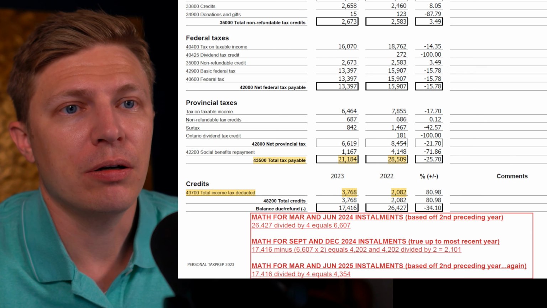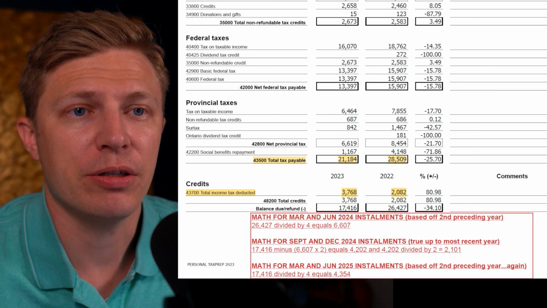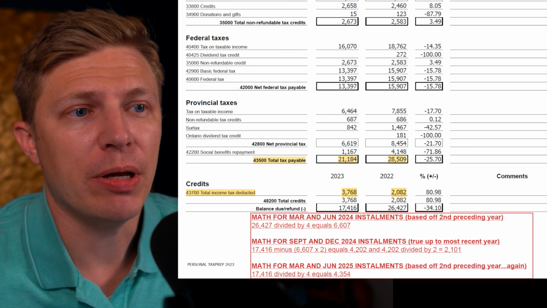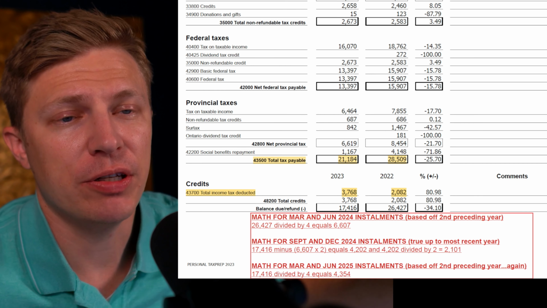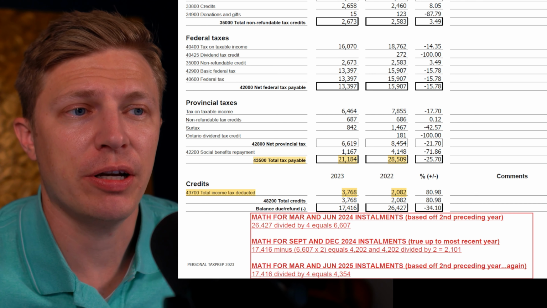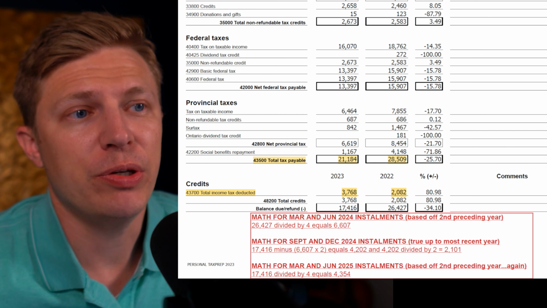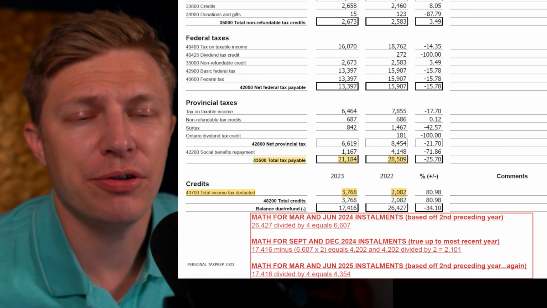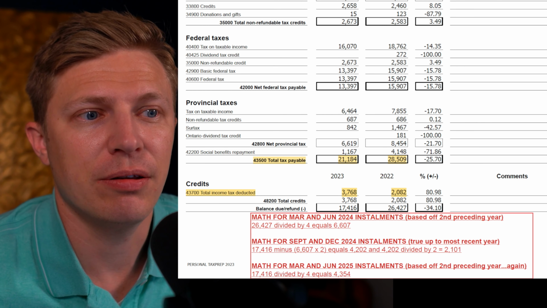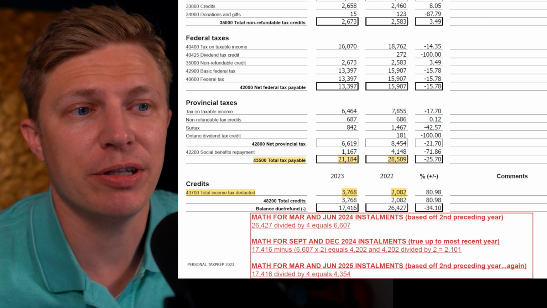Then, come August, you're going to receive another letter with amounts that they're going to ask you to pay in September and December. Now, those amounts are not going to be based off of the tax return from 2 years ago. It's going to be based off the most recently filed tax return. So in this case, we're talking about 2023. So now we do the same math. So line 43500 minus line 43700. In this case, that math results in 17,416.